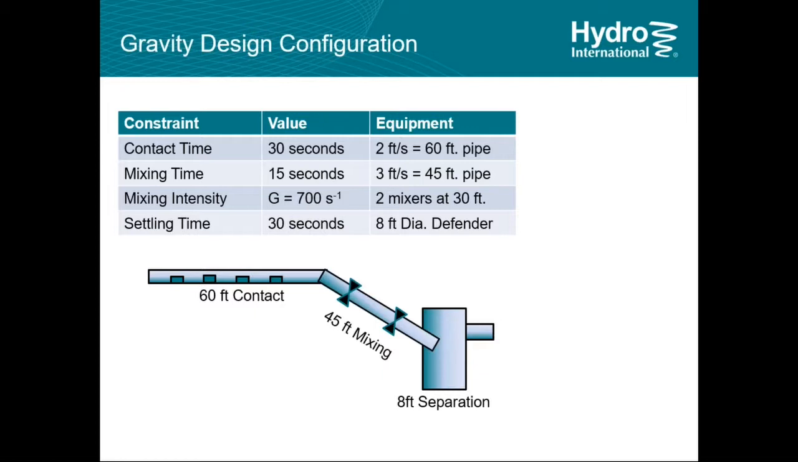The mixers are actually in the pipe joints. So these 2 mixers at 45 feet give me the mixing time I need. And then I use the downstream defender, an 8-foot downstream defender at the end, to settle all this out so we could discharge clean water.